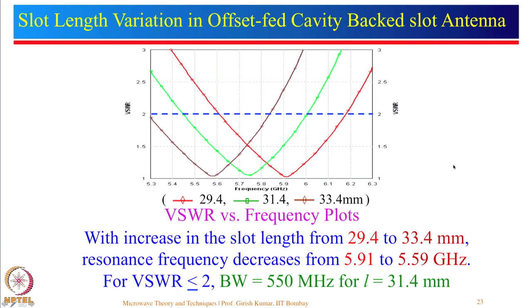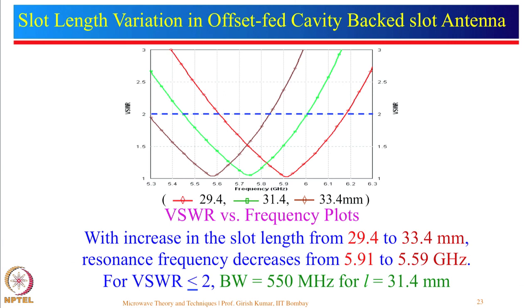Here we have shown the results of three different slot lengths. You can see here 29.4, 31.4, 33.4. As the slot length increases, the resonance frequency decreases from 5.91 to 5.59 gigahertz. Let's see the bandwidth for the designed length of L equal to 31.4. You can see this is the response for this particular length, corresponding to the VSWR equal to 2 line. Bandwidth obtained is 550 megahertz, which is approximately 9% bandwidth at the desired band of around 5.8 gigahertz.